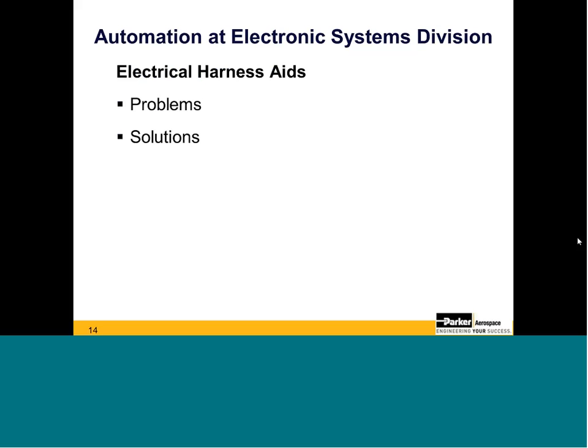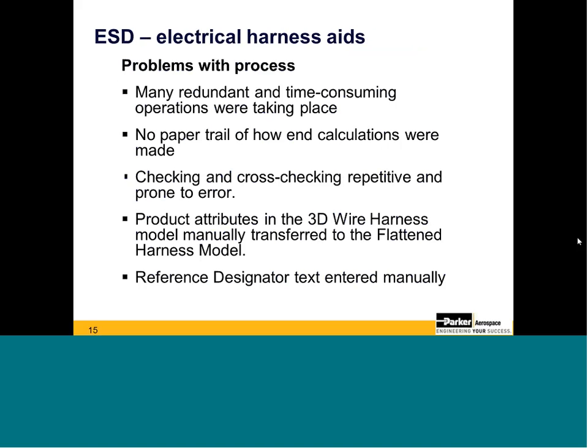And then we had one other area that was used at the Electronic Systems Division for automation was with our electrical harness aids. The problems with the process that we had there were a lot of redundant and time-consuming operations. In order to just make sure that the measurement inspection points of the flattened 2D harness match that of the 3D model, and to be able to give all these measurements to the client. There wasn't actually any paper trail of how all the end calculations were made, which is something that the clients wanted to be able to see. And the check-in and cross-checking process was repetitive and prone to human error.